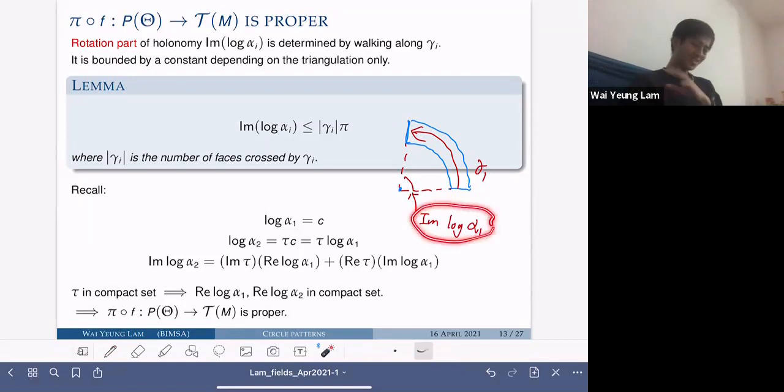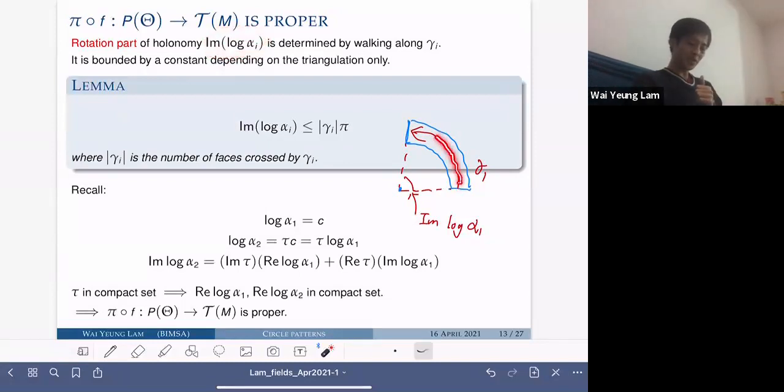So this number tells you how one side is rotated to the other side. So this is given by this angle. Generally, if you take the log, the imaginary part is determined only up to a multiple of 2 pi. However, in our case, we can follow this gamma 1 to see really what that multiple is. So we can determine this number precisely.